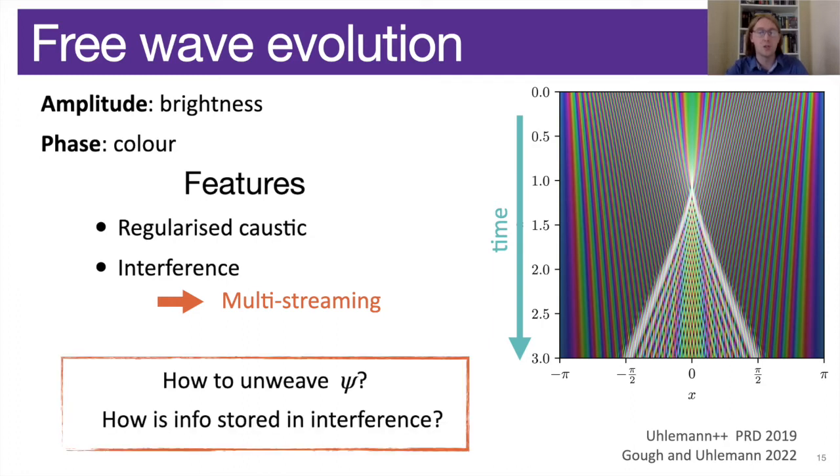These are the main questions we want to examine. How can we unweave this wave function to see the classical streams? And how is other multi-streaming information encoded into the interference of the wave function?